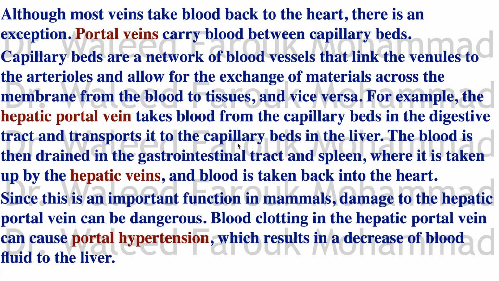For example, we have examples of portal veins, like the hepatic portal vein that collects blood from the GIT to the liver, and the liver through the hepatic veins, which are systemic veins. They carry clean blood, after being acted upon by the liver, draining into the inferior vena cava. Blood clotting in the hepatic vein causes portal hypertension, which results in decreased blood flow to the liver.